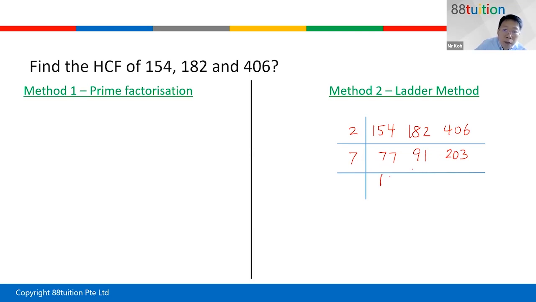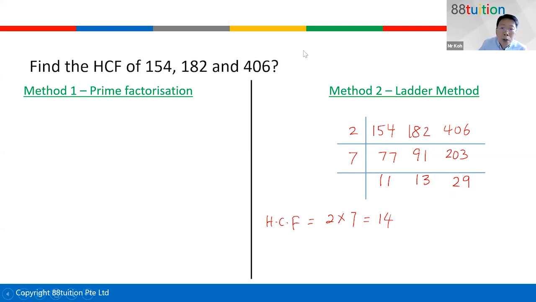So that gives me 11. So 1 times 7, 3 times 7, 21. So this will be 2, 7, 14, 9, 7, 63. All right, so I'm left with all the prime numbers, 11, 13, and 29. So therefore, the HCF will be just simply 2 times 7, which is 14.